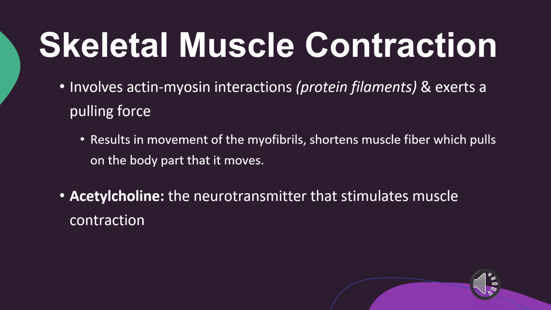Right. So when you curl a dumbbell, if you know what that is, working out, you're actually shortening the myofibrils in your bicep, and you're pulling your forearm up. A little more complex than that, but just to give you an idea what's going on.